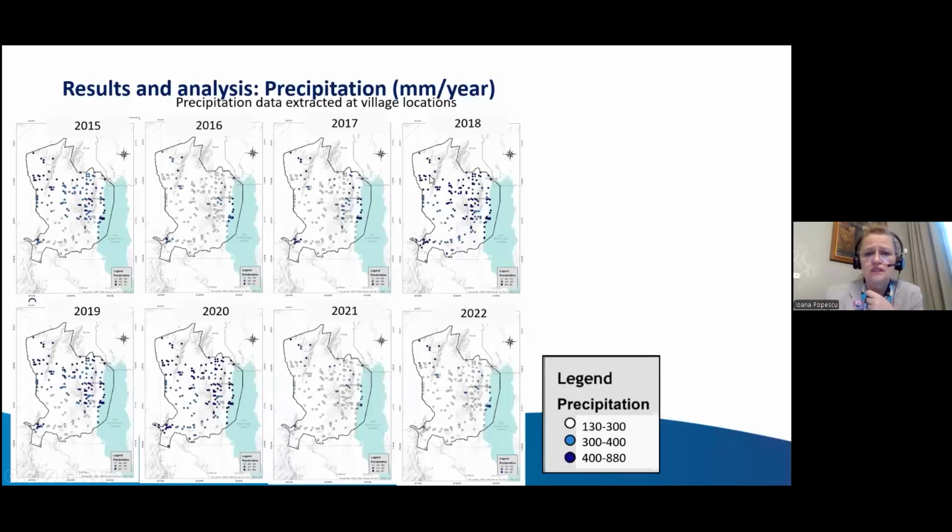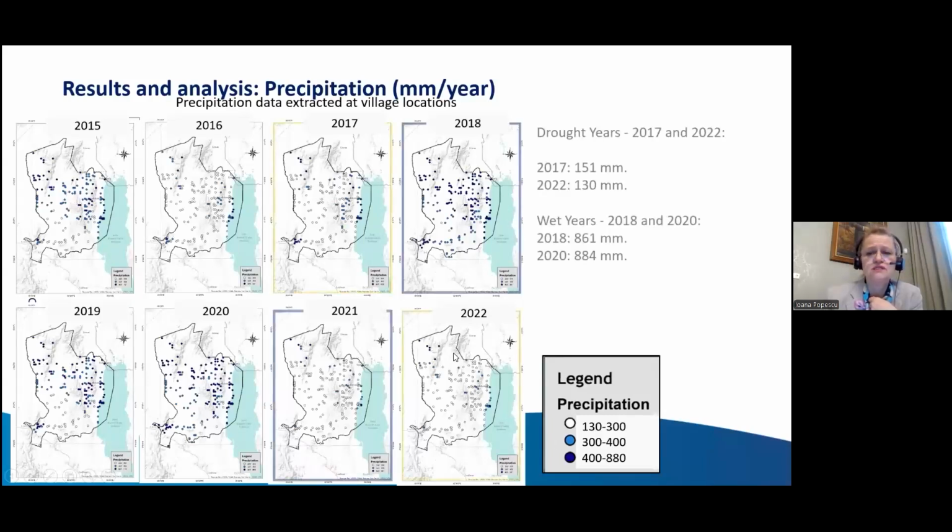and what you see is the precipitation, where it was and how much precipitation there was. And you can see there were drought years through the analysis from 2017 to 2022, while at the same time there were wet years in 2019 and 2020. So all this analysis was done based on the remote sensing data.